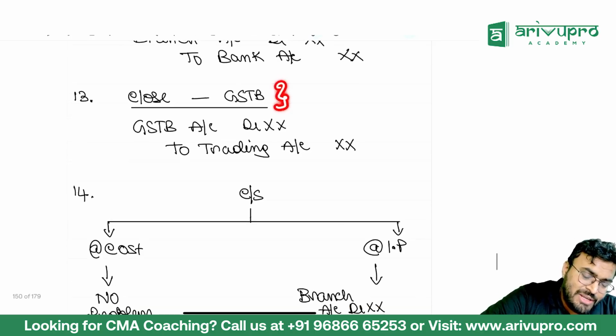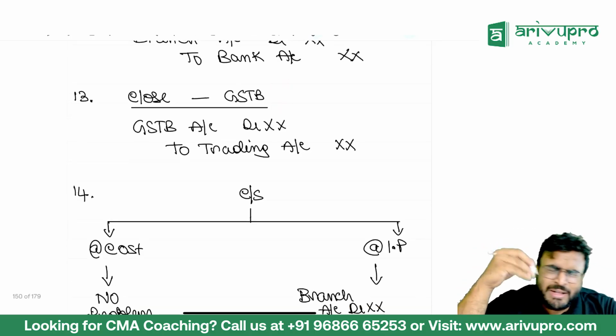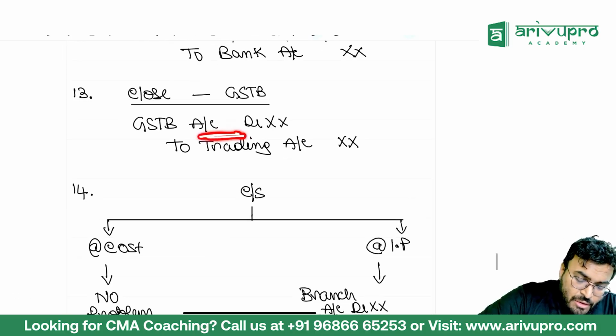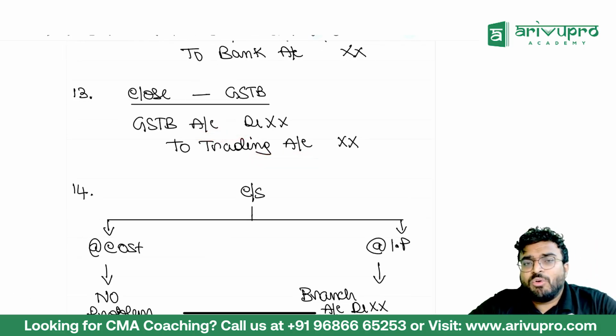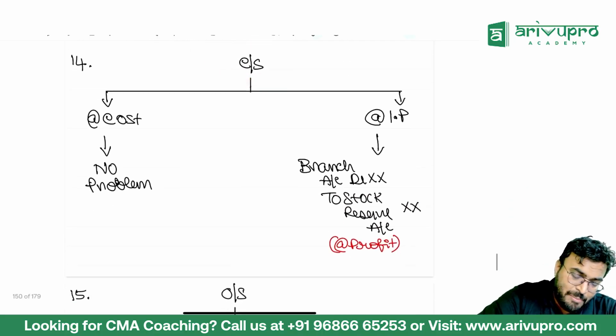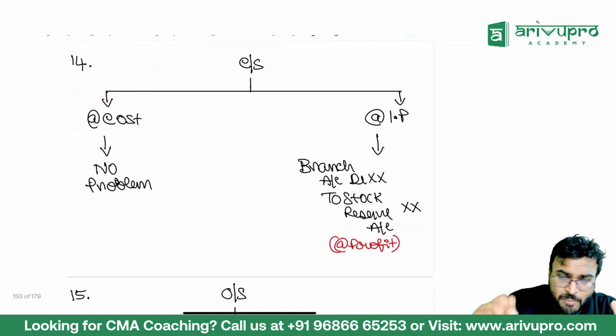Now close the GSTB. GSTB is goods sent to branch. How will you close it? You will transfer it to trading account. Goods sent to branch account debited to trading account, just like goods sent on consignment account is also transferred to trading account. Now closing stock. Two things can happen. If it is at cost, no problem.